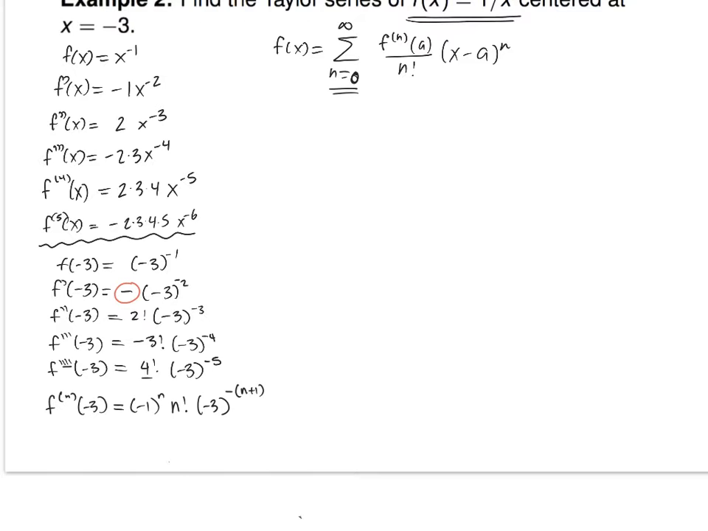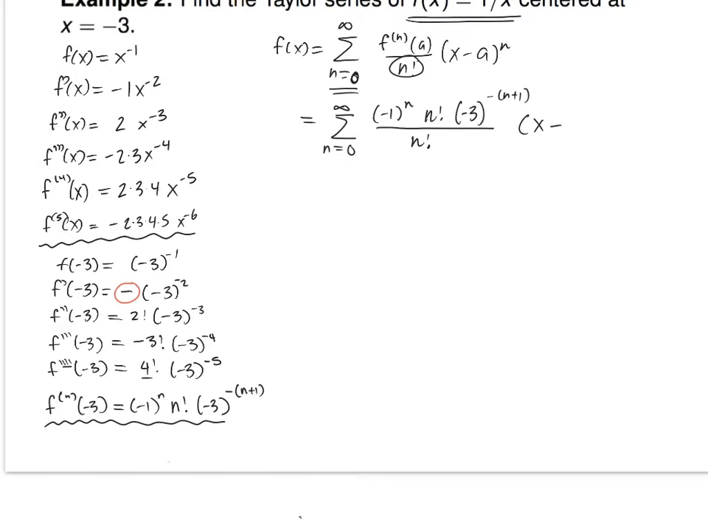Where does the x come into that? Well, this is just the multiplier, right? Yep, so then this becomes the sum. You have -1 to the n factorial, -3 to the negative n plus 1 power, over that other n factorial, which is this thing, and then x minus, what goes in for a? So that becomes x + 3 to the n.